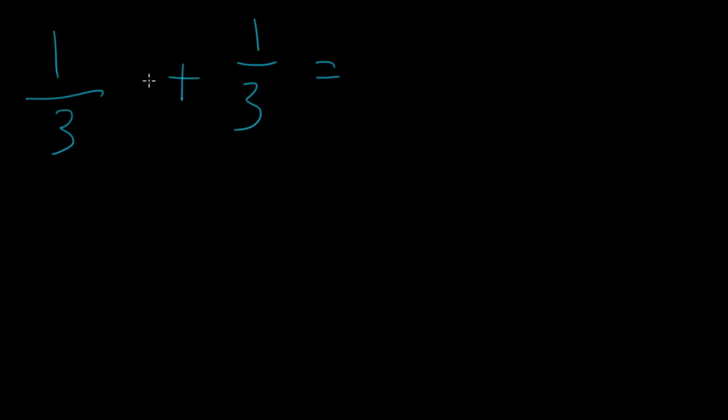All right, so as we said, we can do this a couple ways. First, let's just do it the straightforward way of just saying, okay, just add the top. So 1 plus 1 gives you 2, and then we keep the denominators the same. So we have 2 out of 3, and that's our answer. 1/3 plus 1/3 equals 2/3.